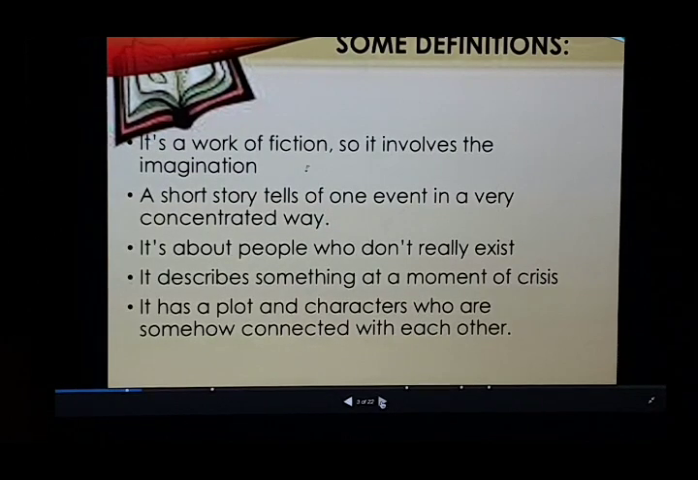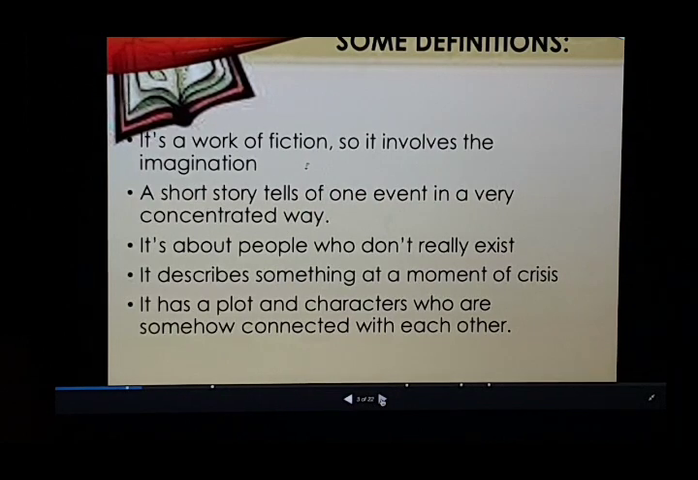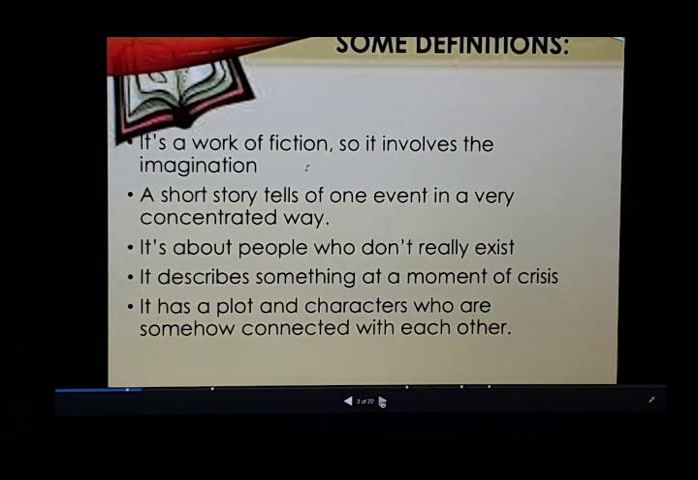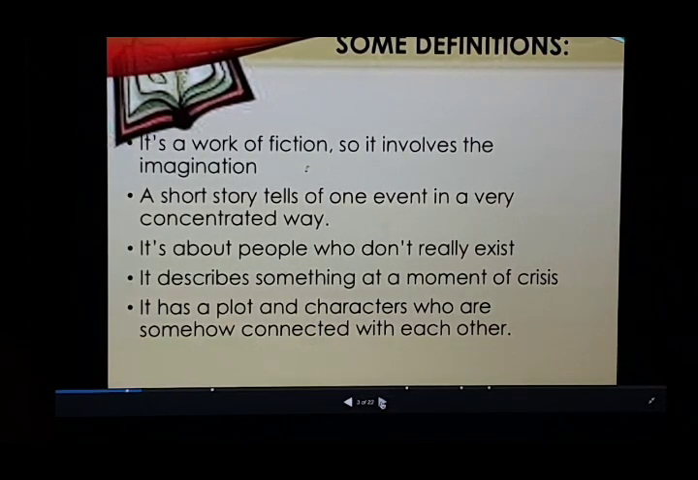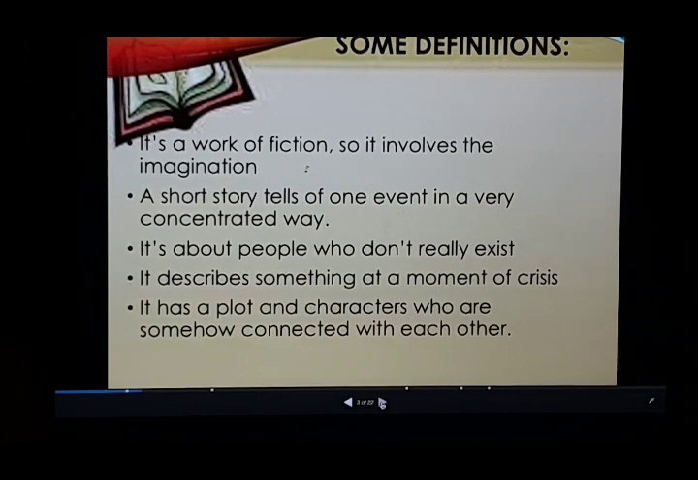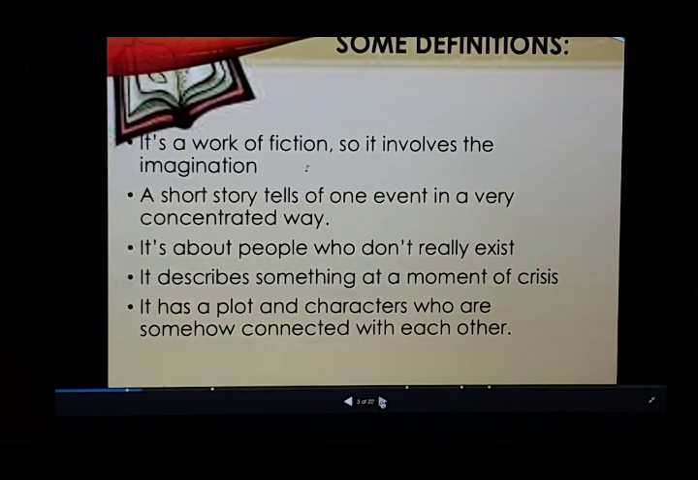So if we go to the definitions of a story, it's a work of art of writing, and it's a work of fiction. Fiction is when it's not based on real things, when it is not based on facts. So as it is a work of fiction, it involves our imagination. Whatever we are writing in this piece of writing, it is all imaginary. So it is all what we think in our mind, because it's not based on real facts.